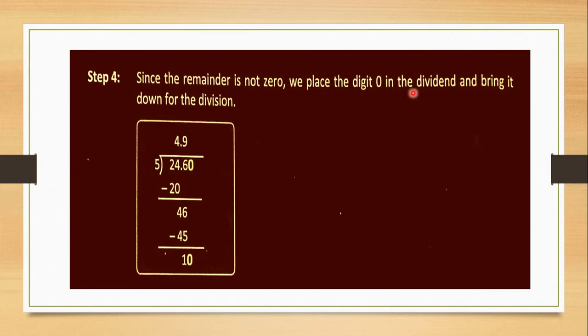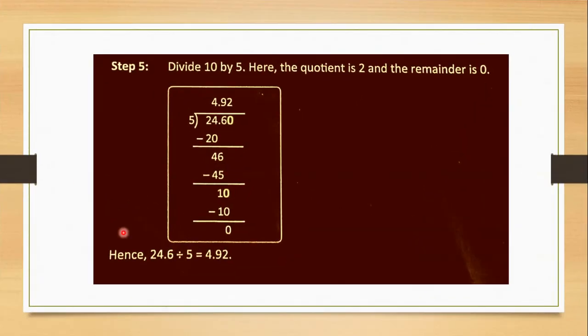We place the digit 0 in the dividend, and the dividend was 24.6. So we place 0, then bring it down for the division. If you take the 0 down, it was 1, and now it becomes 10. Now you know that 10 can easily go with 5. 5 twos are 10 and 10 minus 10 is 0. So divide 10 by 5, the quotient is 2. 5 twos are 10, then the remainder is 0. So if you divide 24.6 by 5, as an answer you will get 4.92.